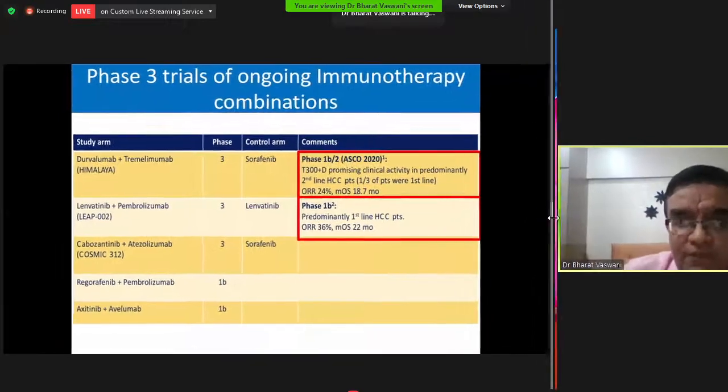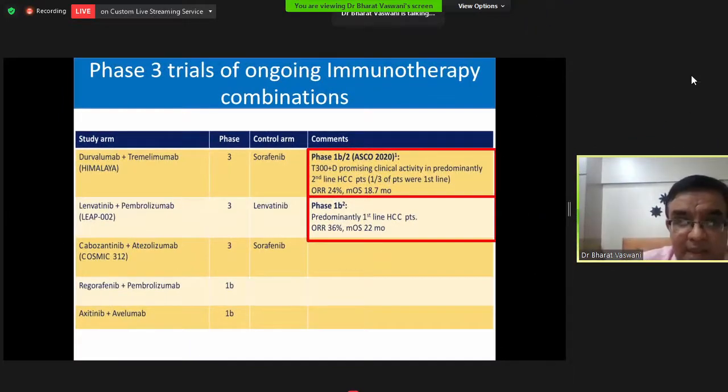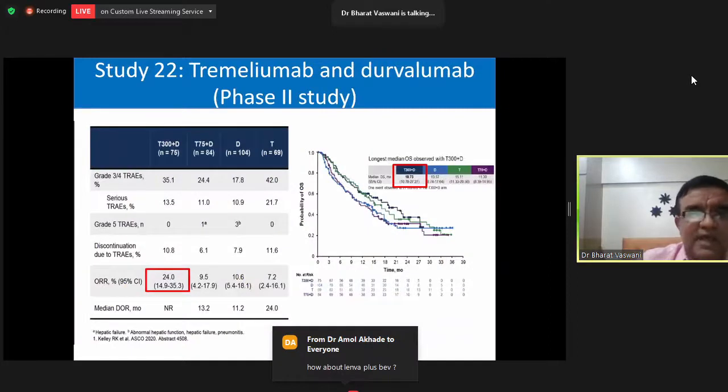Apart from Atezo-Bev, what all we have to look at in the future, and I am excited about phase 3: the HIMALAYA study has completed accrual, which is a combination of durvalumab and tremelimumab. LEAP-002, which is again a phase 3 study, has completed accrual for lenvatinib plus pembrolizumab, and COSMIC-312 of cabozantinib plus atezolizumab is fast recruiting. But I would like you to just look at the right side of the column because I will be presenting study 22 and a KEYNOTE study for pembrolizumab. This was highly publicized last year by AstraZeneca, the combination of durvalumab and tremelimumab.